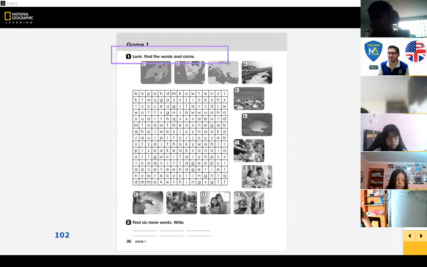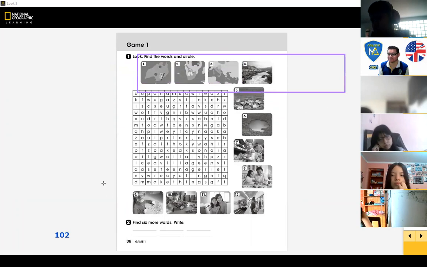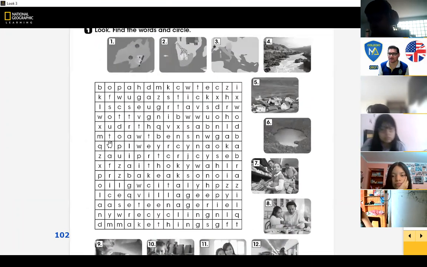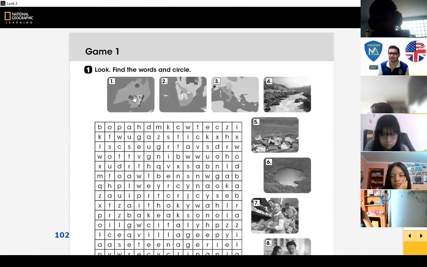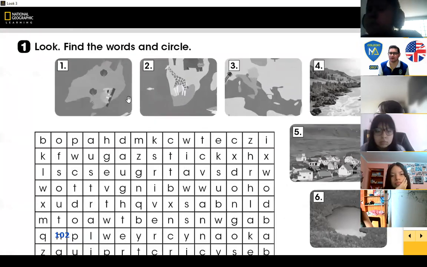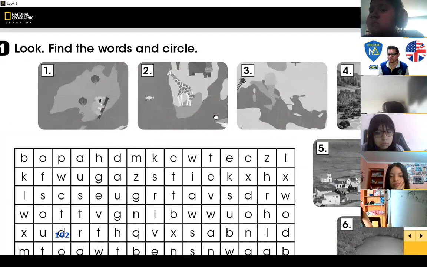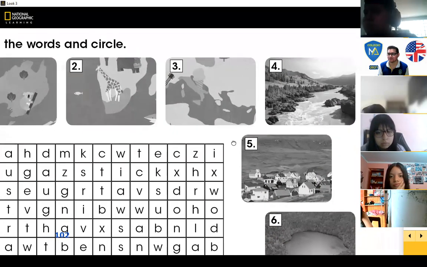Dice aquí, look, find the words and circle, ¿no? Vas a tener que buscar, tienes aquí 1, 2, 3, 4, 5, 10, 12, ¿no? Tienes 12 palabritas, ¿ya? Que vas a tener que buscarlas aquí. For example, look at this part. Oh, yeah. We have here some animals, ¿no? Por ejemplo, tenemos aquí algunos animals. ¿Qué más? Here we have some landscapes.